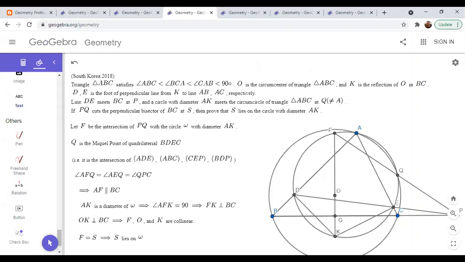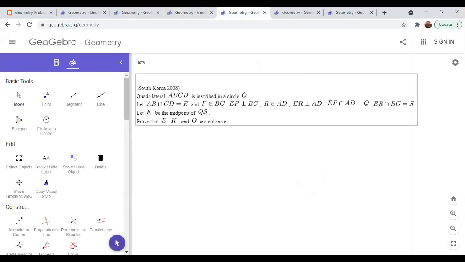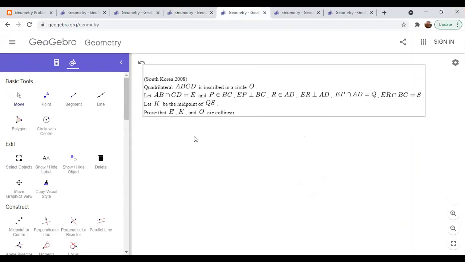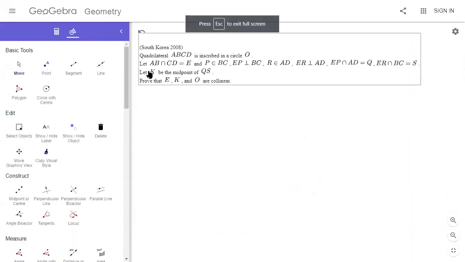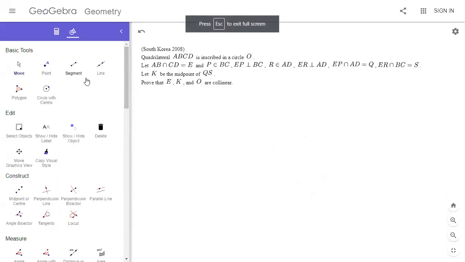So I'm using that more often, kind of getting more comfortable with it. So here's our fourth problem. This one looked like a fun one. So we have a quadrilateral in a circle O.